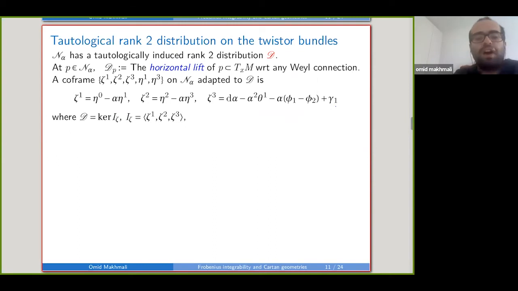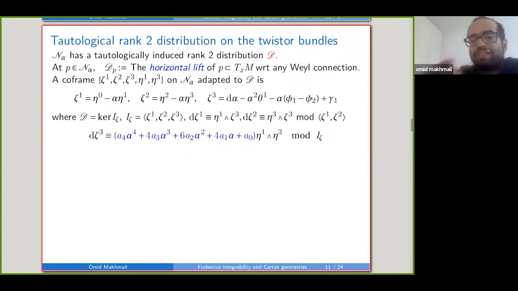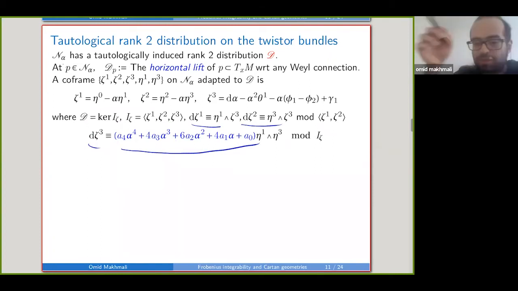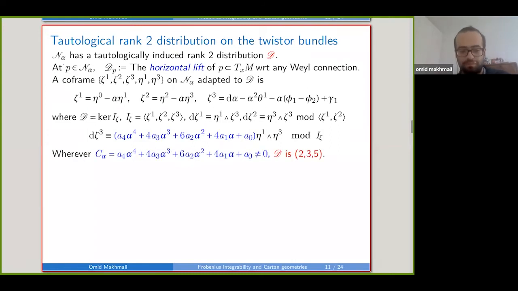So we define a distribution D as the kernel of these zetas, and one can see that D of zeta one and D of zeta two satisfy this, and D of zeta three satisfies this at every point, you know, this alpha means that this is evaluated at the two plane P that corresponds to the parameter alpha. So this is done by just direct computation if somebody just takes a Weyl connection.